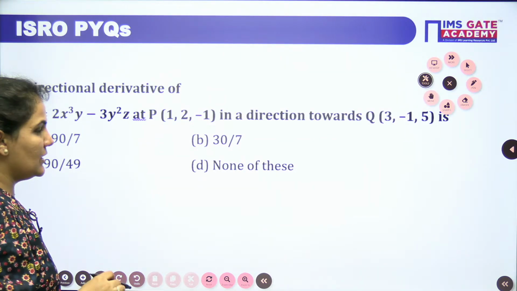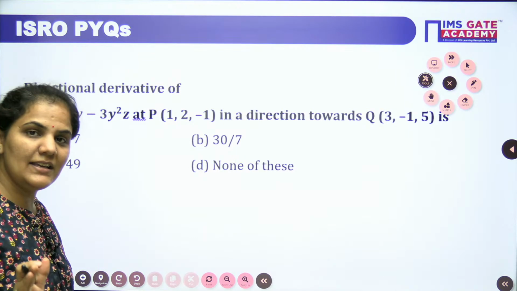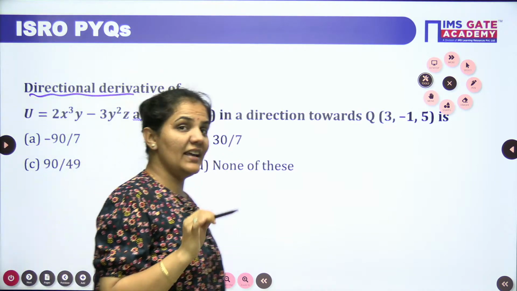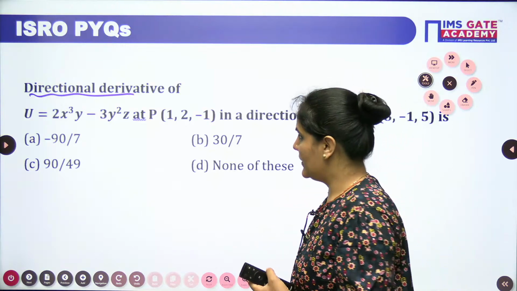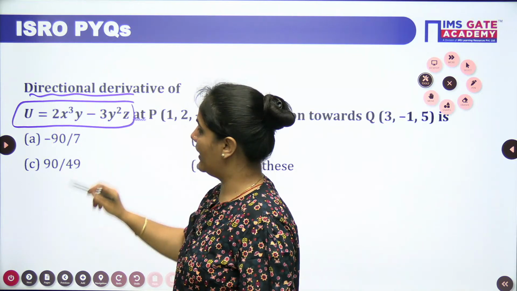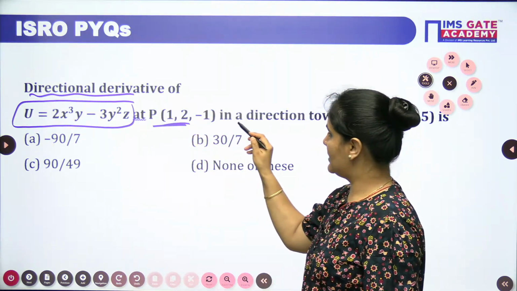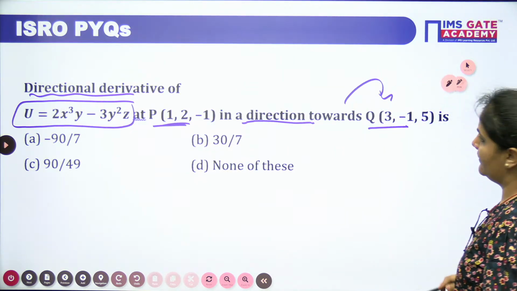Now, wow, this is a question from vector calculus. Just read the question and you can directly approach it. It is asking about the directional derivative, so a directional derivative question means a gradient question. The function u is given to you: u is equal to 2x cube y minus 3y square z at the point P (1, 2, minus 1) in a direction towards the point Q (3, minus 1, 5).